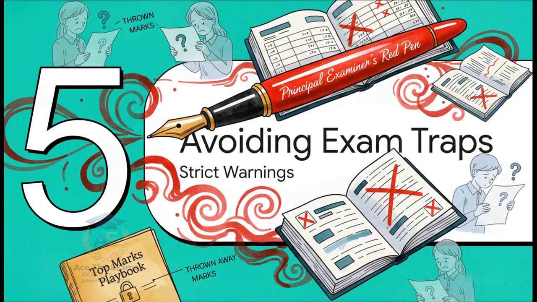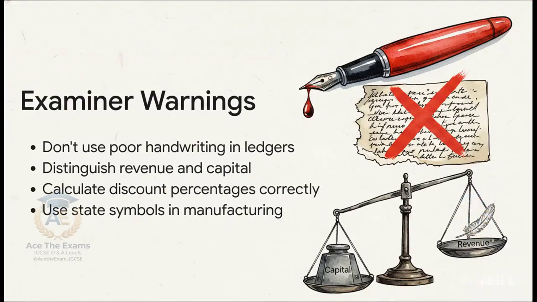Finally, we reach Section 5, Avoiding Strict Exam Traps. I am opening up my personal examiner's red pen playbook here to show you exactly where capable students completely threw away top marks recently. Please take note of these specific warnings from the 2024 and 2025 exam cycles. I have seen way too many brilliant students lose incredibly easy marks for the most frustrating reason: poor, completely illegible handwriting in their ledger accounts. Look, if I literally cannot read your balance brought down, I simply cannot award you the mark.